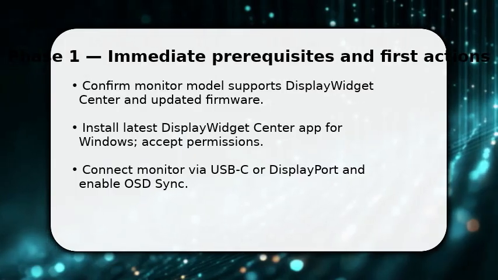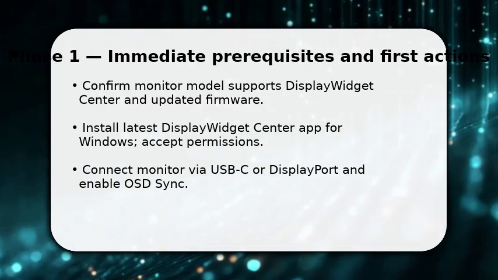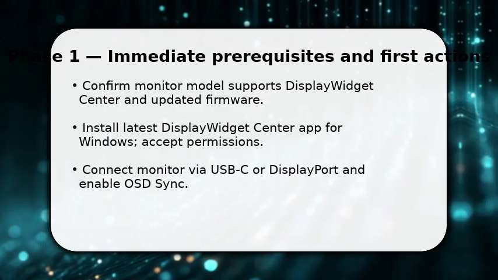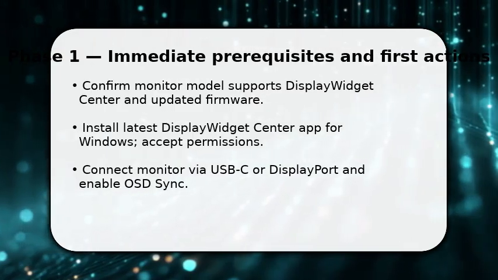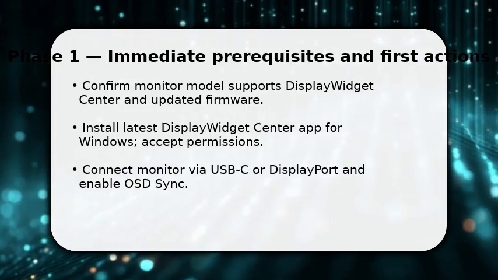You start by confirming compatibility and connecting the display. This saves time later. Install the latest DisplayWidget Center on your PC, grant the app permissions, and restart it once. Open the app, then enable OSD sync on the monitor menu so software and hardware communicate.